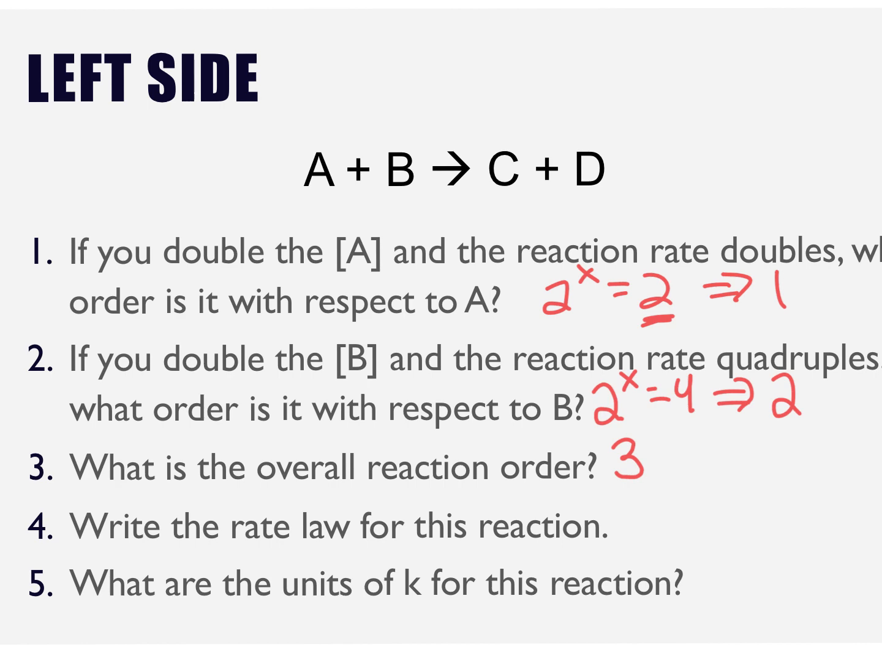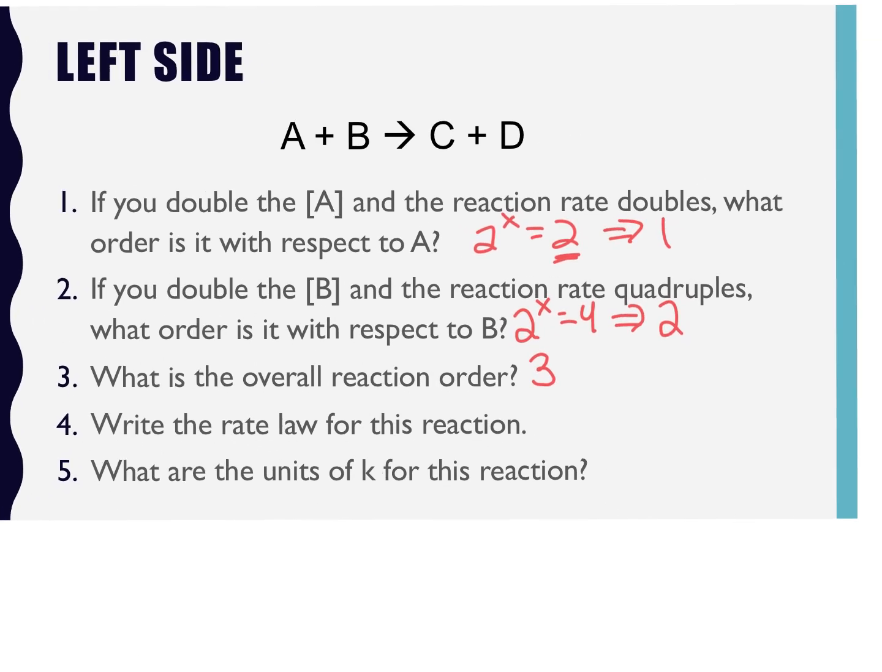The rate law for this particular one follows the rate law equation, which is rate equals the rate constant times the concentration of A to the power of its order, so A to the 1, times B squared. That's how we would write the rate law for this reaction.